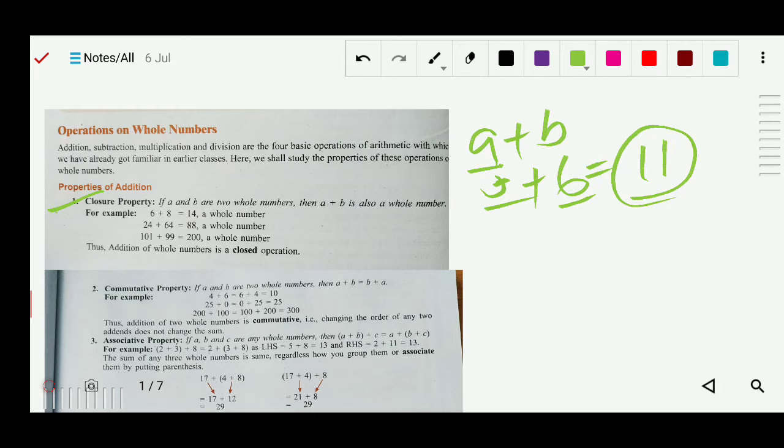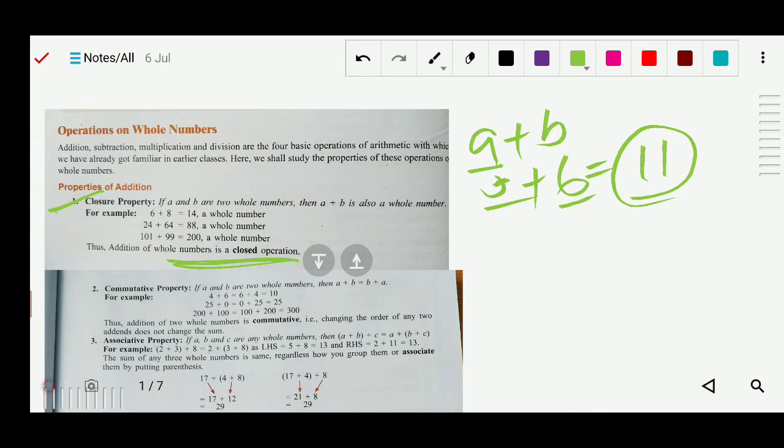And addition of whole numbers is a closed operation. Addition of whole numbers is a closed operation. That is all about closure property. Next is your commutative property. Commutative property: if a and b are whole numbers, then a plus b equals b plus a.